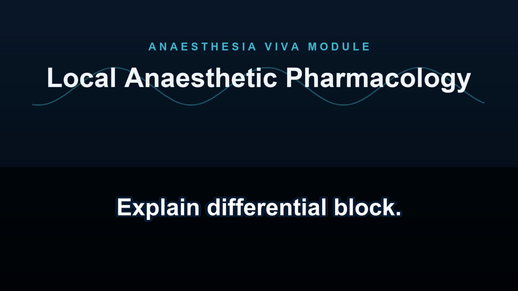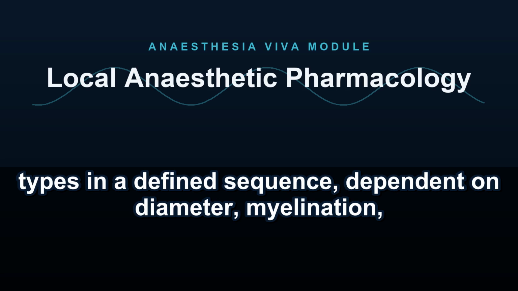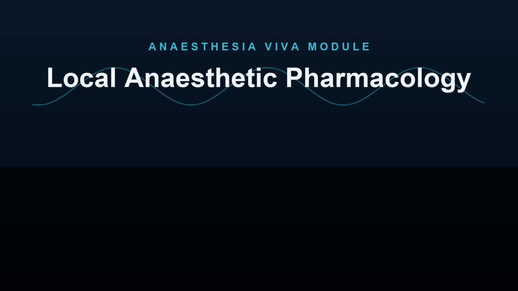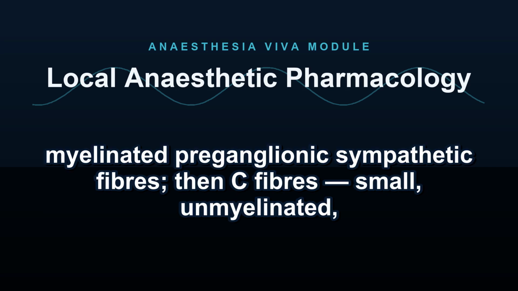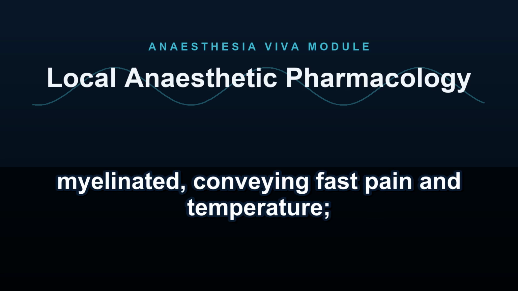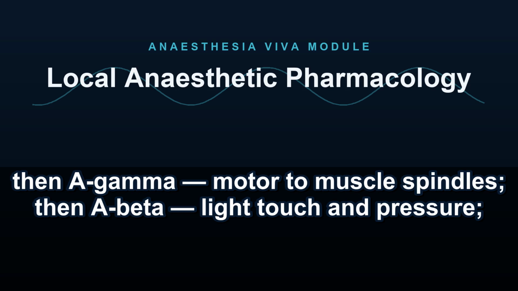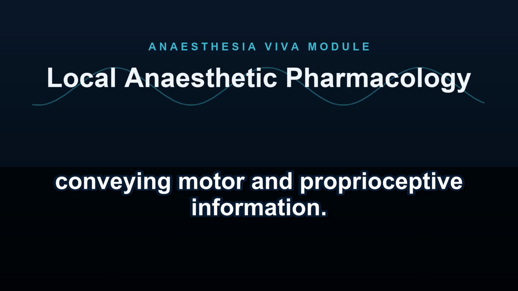Explain differential block. Differential block describes the selective inhibition of different nerve fiber types in a defined sequence, dependent on diameter, myelination, and firing frequency. The order of blockade is B fibers first, small myelinated preganglionic sympathetic fibers, then C fibers, small unmyelinated, conveying slow pain and postganglionic sympathetic activity, then A delta, small myelinated, conveying fast pain and temperature, then A gamma, motor to muscle spindles, then A beta, light touch and pressure, and finally A alpha, large, heavily myelinated, conveying motor and proprioceptive information.